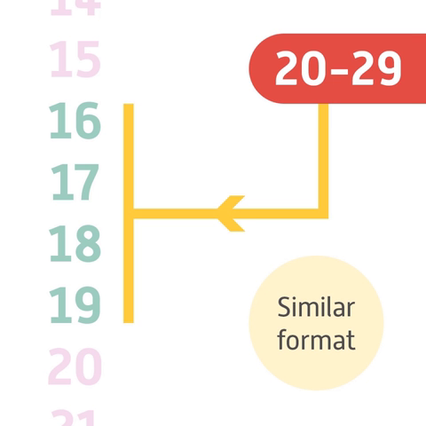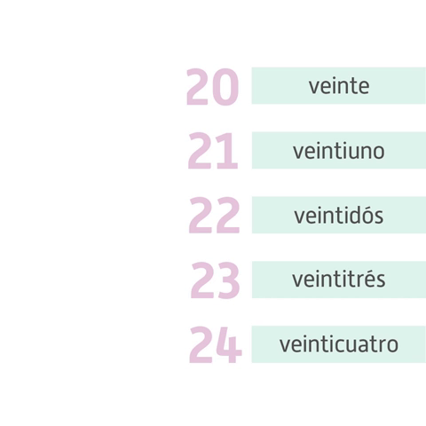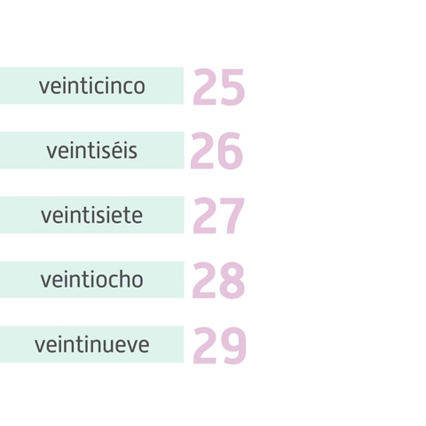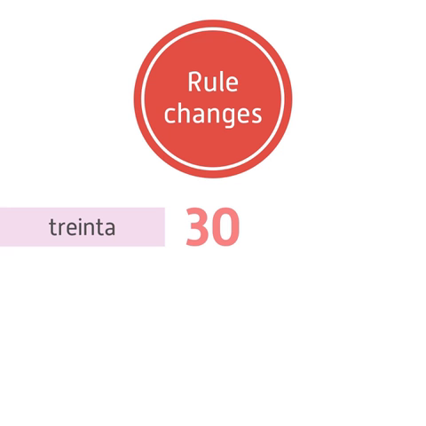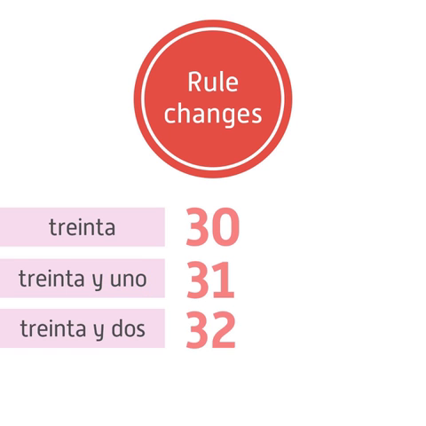The numbers from 20 to 29 follow a similar format to 18 and so forth. The numbers are rolled together. We have 20, 21, 22, 23, 24, 25, 26, 27, 28, 29. Significantly, once it gets to 30, this rule changes. The word for 30 is 30. To say 31, you put an I followed by the Spanish for 1, so 31. This continues, 32, 33, and so forth.